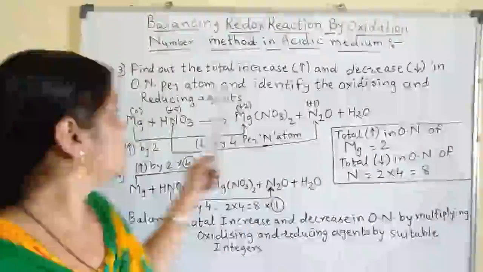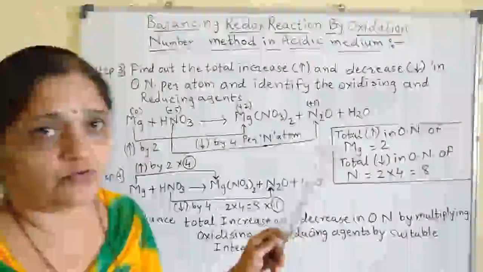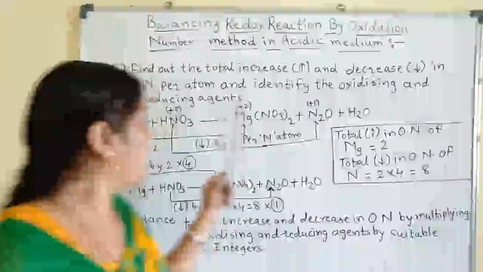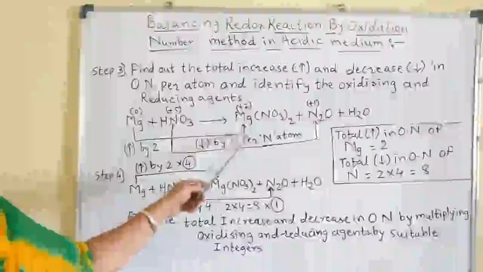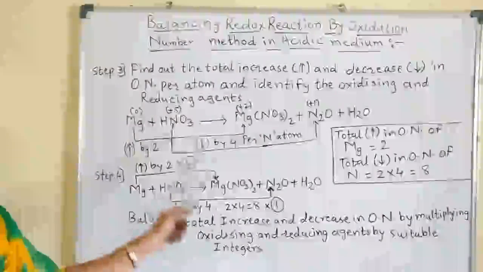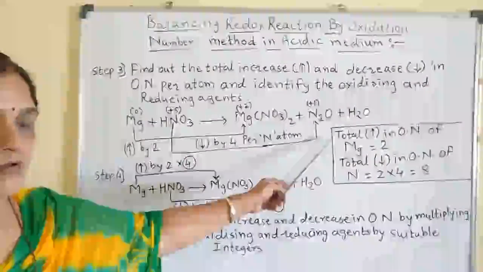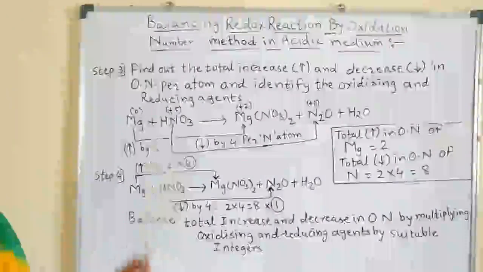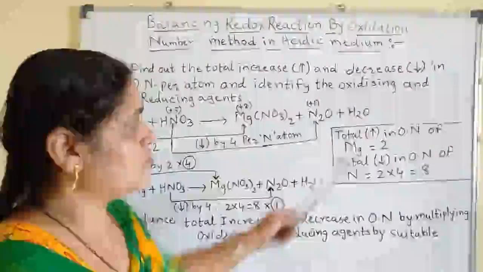Even this total increase and decrease in oxidation number per atom we have to do, so that we can be able to find out the oxidizing and reducing agent. Now in this case, magnesium loses 2 electrons, so oxidation number increased by 2, and nitrogen gains 4 electrons, so oxidation number decreased by 4 per nitrogen atom. We have to count total increase and decrease per atom.